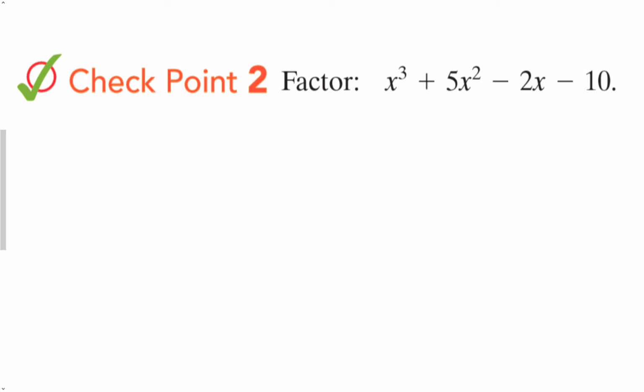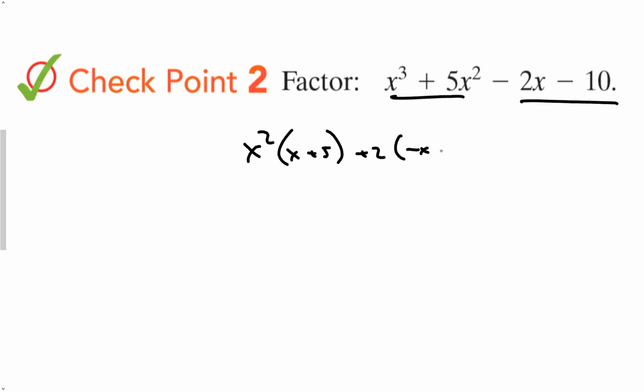Let's try that again with our checkpoint problem. Group these two and these two. X squared can come out of the first terms, which leaves me with x plus 5. Okay, and if I just factored out a 2, I would be left with negative x minus 5, which is not the same. In order to factor out the binomial factor, both the binomial factors have to be exactly the same.